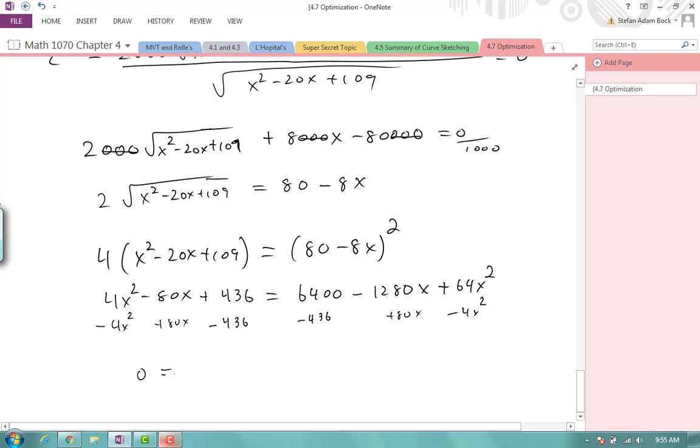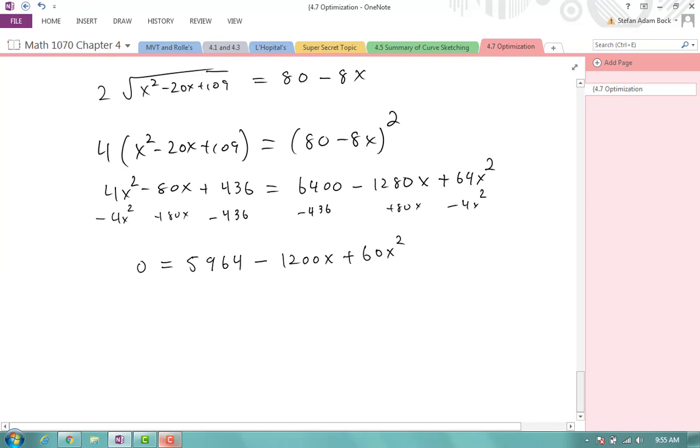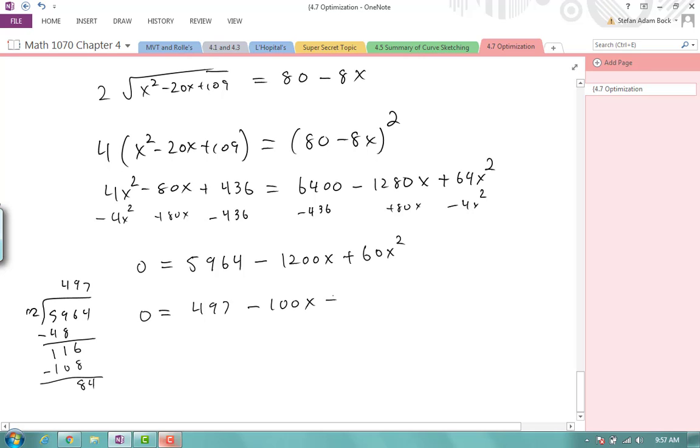I'll have 0 equals 5,964 minus 1,200x plus 60x squared. These numbers have not been nice to us. Excellent. I can divide both sides by 12 to get some smaller numbers. I'll have 497 minus 100x plus 5x squared.